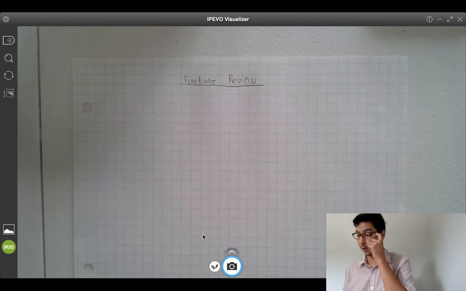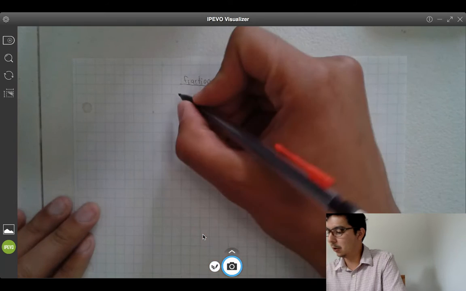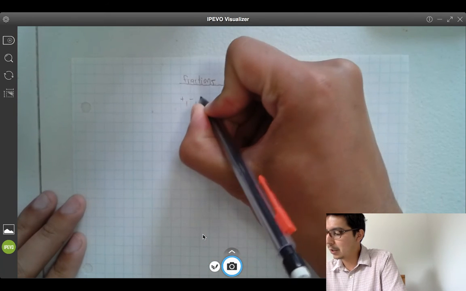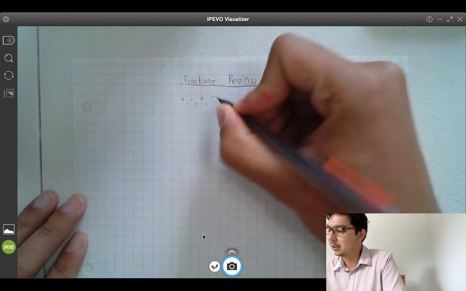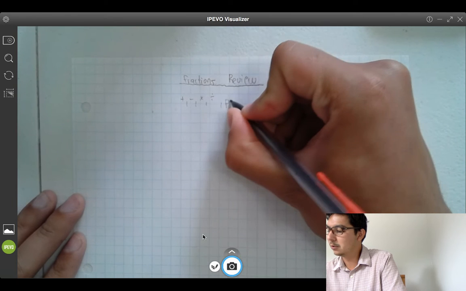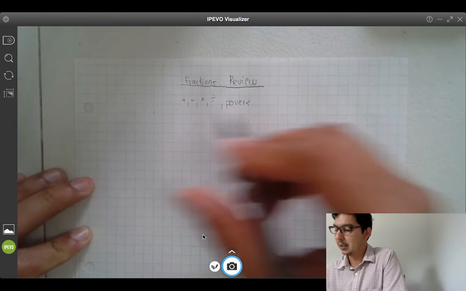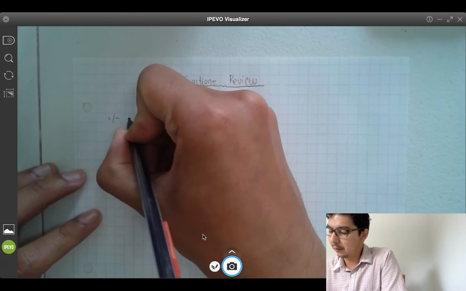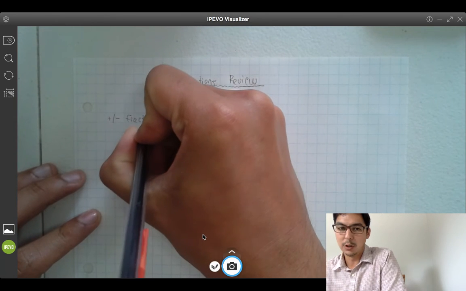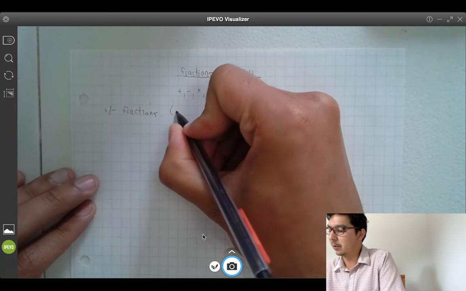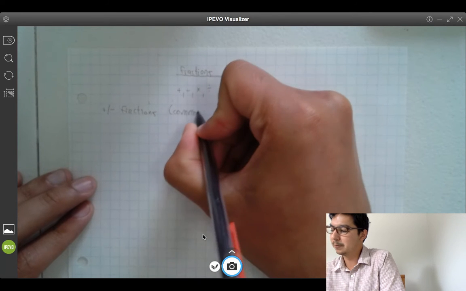That's the trick there. Now with adding fractions, the goal is that you know how to add, subtract, multiply, divide, and know powers when it comes to fractions. Now the first one is adding, subtracting fractions. Hopefully you remember that with this, you need common denominators.